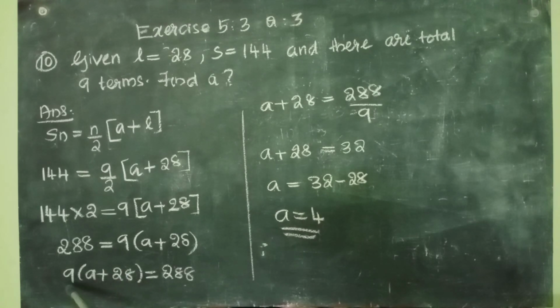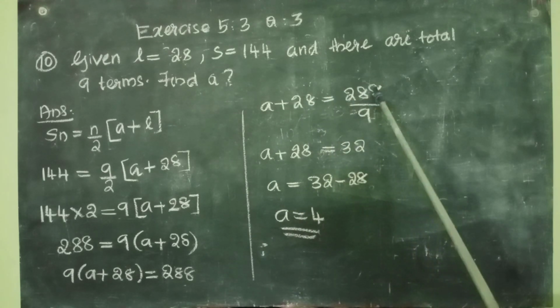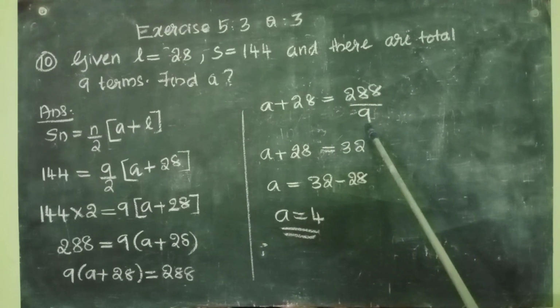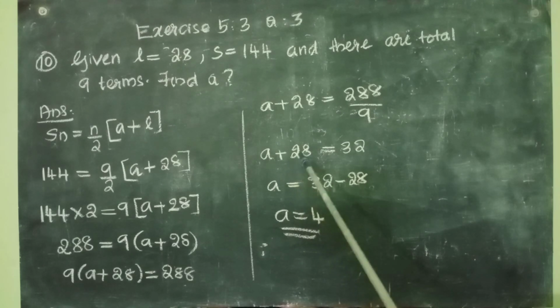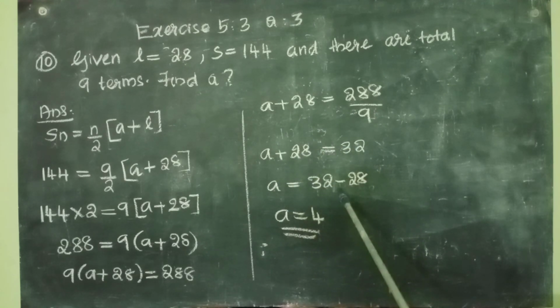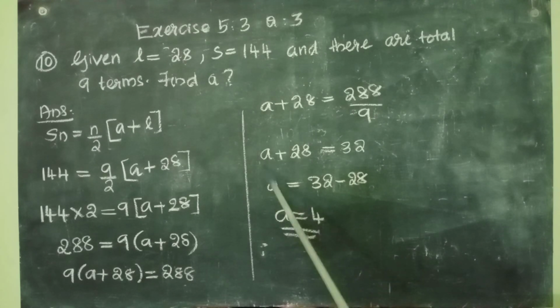Next we have taken this 9 to right side. A plus 28 equal to 288 divided by 9. So we get a plus 28 equal to 32. A equal to 32 minus 28. That is a equal to 4. So the value of a is 4.